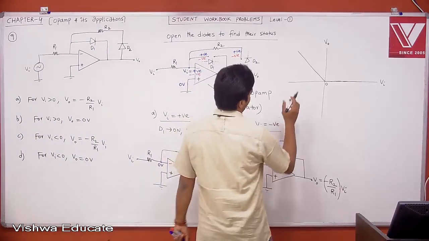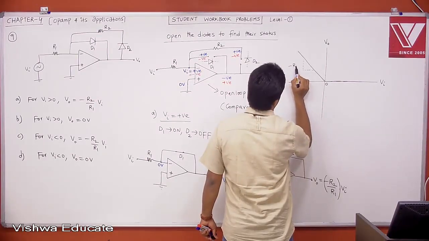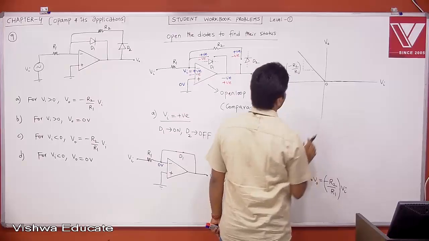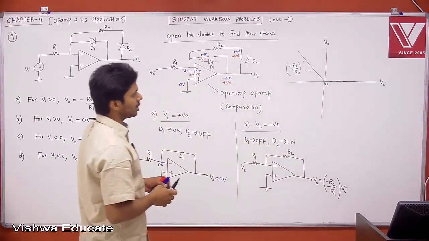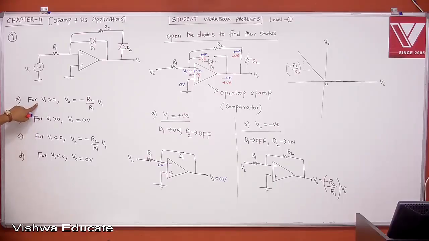The slope of this curve is minus R2 by R1. Okay, this is what is called transfer characteristics. You got the transfer characteristics between V0 and Vi. Therefore, tell me what is the answer? If Vi is positive, your V0 is 0. If Vi is negative, your output is minus R2 by R1.